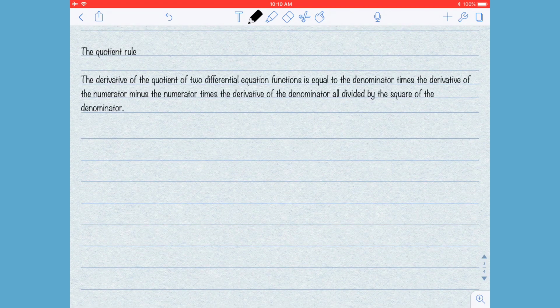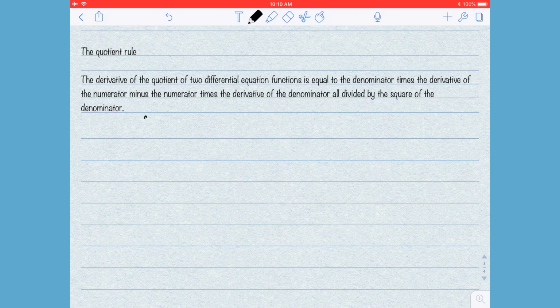And so the next rule we're going to go to is our quotient rule. The derivative of the quotient of two differentiable functions is equal to the denominator times the derivative of the numerator minus the numerator times the derivative of the denominator, all divided by the square of the denominator.